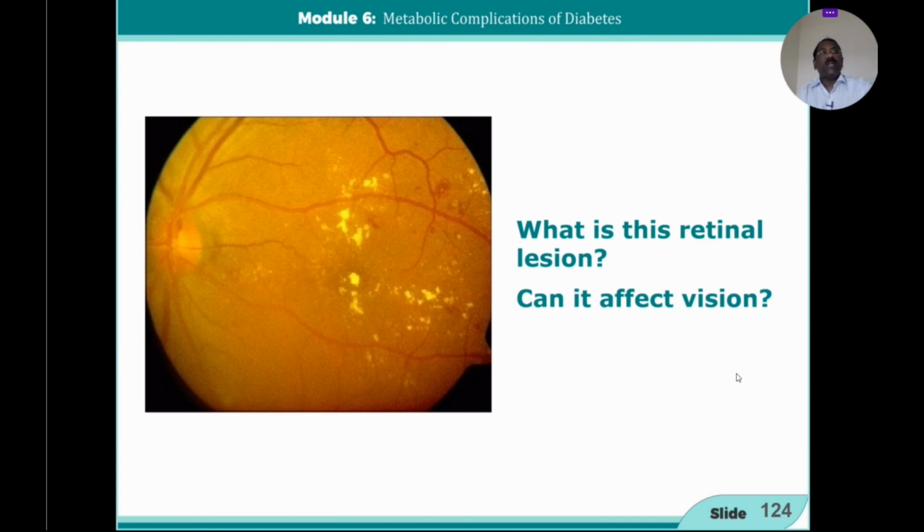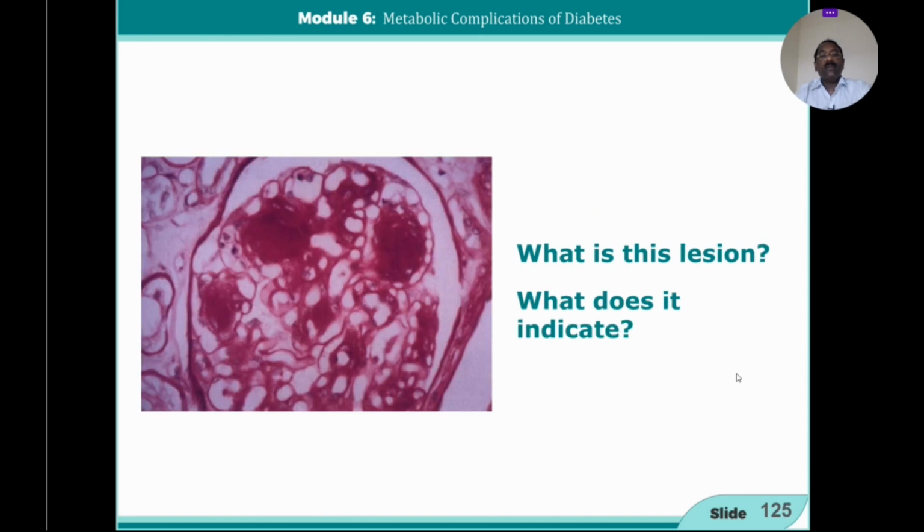So that finishes our today's talk on acute metabolic complications. The next module will be on chronic complications. The chronic complications are divided into micro and macrovascular. Here this is a retinopathy. The picture is retinopathy here. And this is a kidney biopsy, glomerulus. In the next class we will take up the microvascular complications: retinopathy, nephropathy and neuropathy.